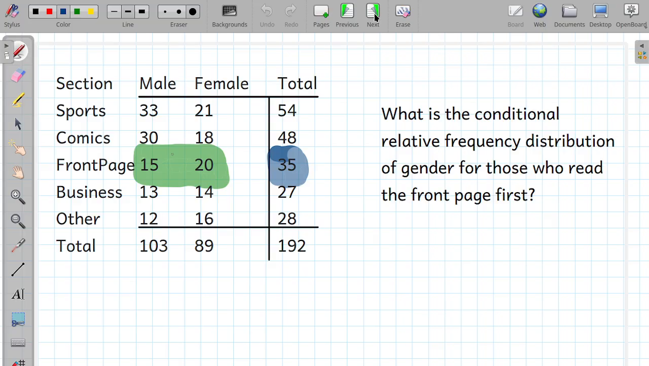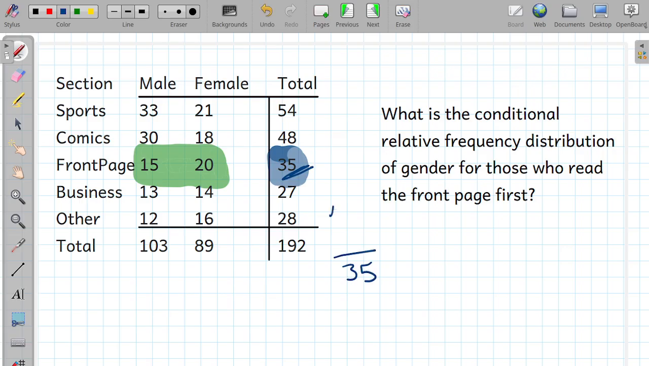Anyway, carrying on here, new slide, same group of numbers. What is the conditional relative frequency distribution for gender? So male and female who read the front page first. Okay, so you'll notice I've highlighted the row front page, and what we're interested in is the male and female distribution. So you'll notice there are 35 readers in total. So that's going to be our denominator.